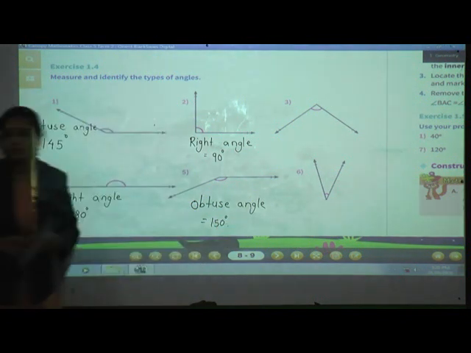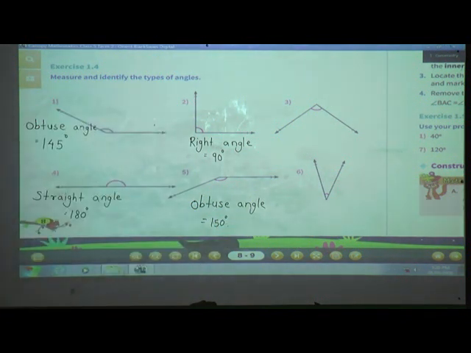Now students, we have studied today how to measure an angle and right angle, acute angle, obtuse angle, straight angle, zero angle. So the right angle is 90 degree, acute angle is between 0 degree and 90 degree, and obtuse angle is between 90 degree and 180 degree. Again the straight angle is 180 degree and zero angle is 0 degree.